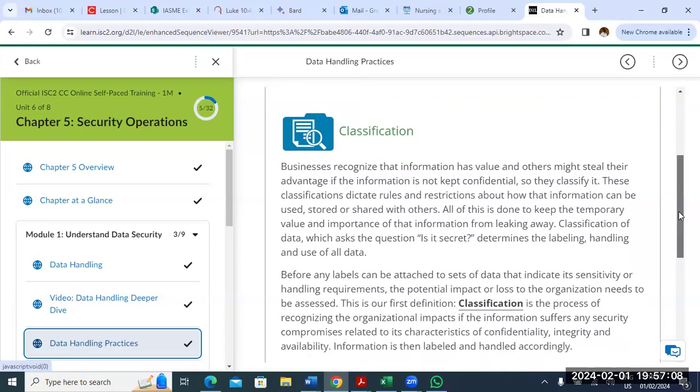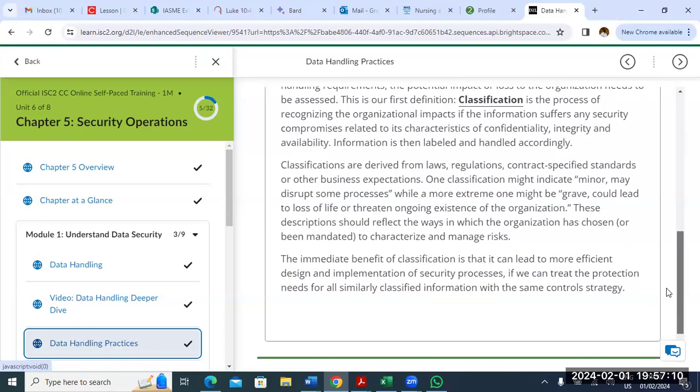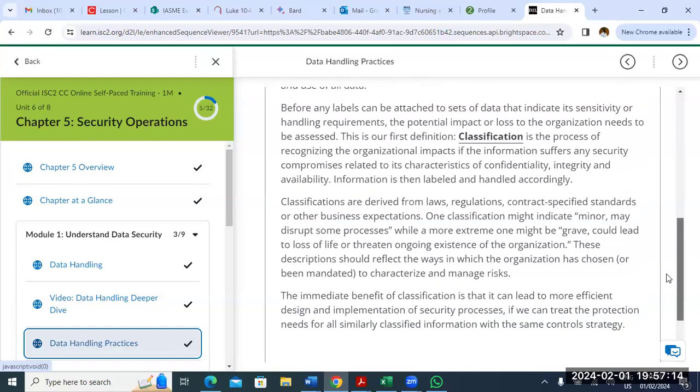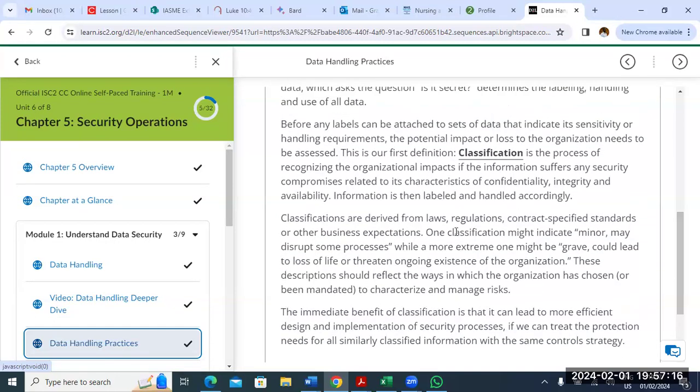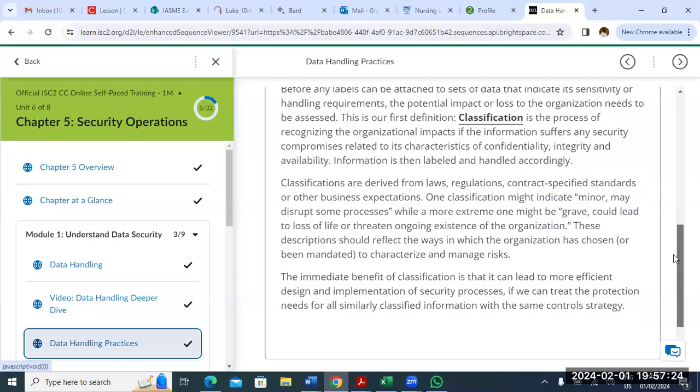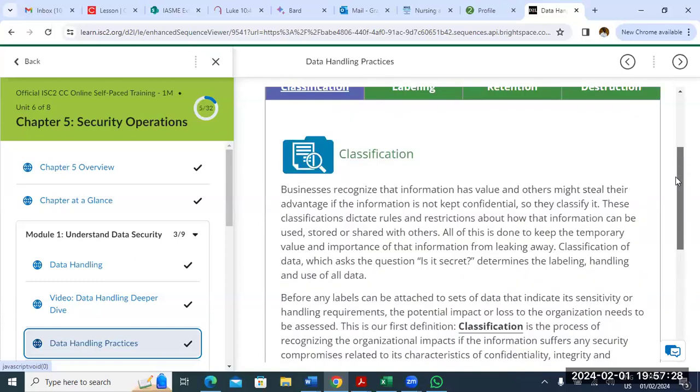So classification is very, very important. Documents must be properly classified. And why? Because of the regulation. If that is not done, you can see regulators coming after the organizations to penalize them. So it's important that documents are well classified.